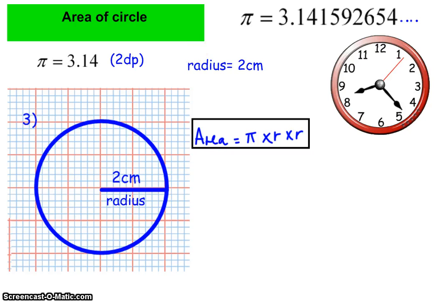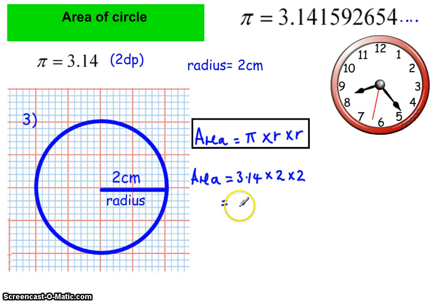So let us input the values and work out the area. So area equals pi, which is 3.14, and that's 2 decimal places we are using, multiplied by the radius, which is 2 centimeters times 2 centimeters. Or you could just say pi times radius squared. Doesn't really matter. So let us work out this now.